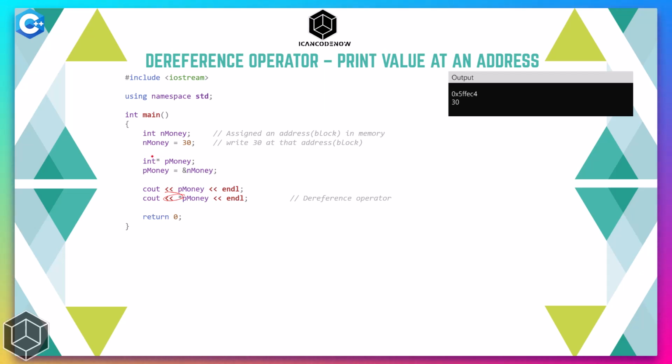When using star on the left hand side, or with a data type, the compiler knows that we're trying to declare a pointer, and when we use it with the pointer name, the compiler knows that we're trying to dereference it. Dereference means that we're telling it to go to the address I am storing and get me that value, right?